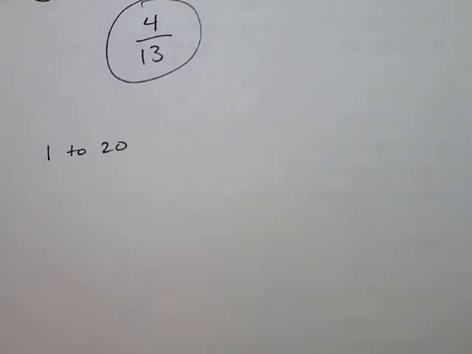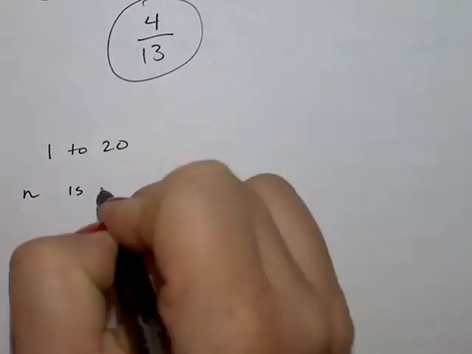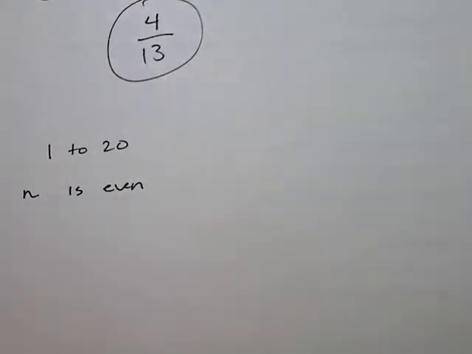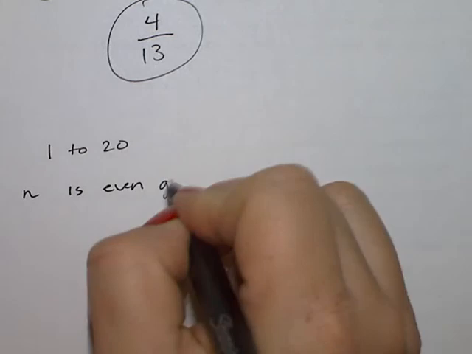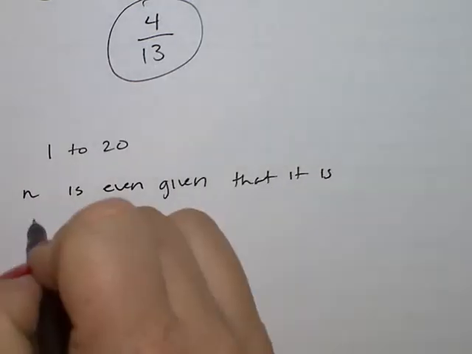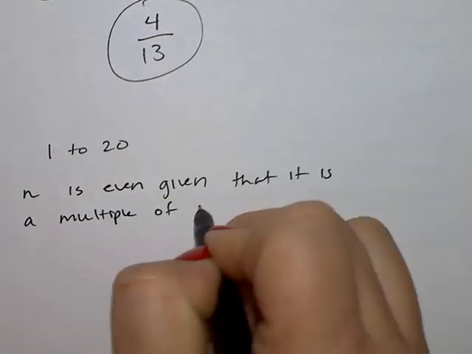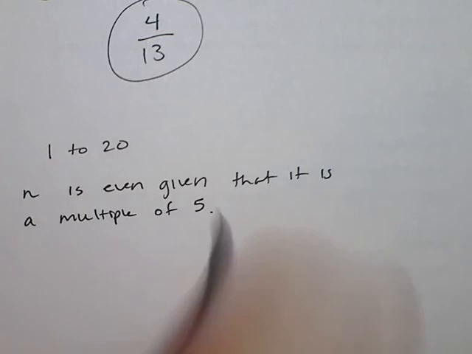What is the probability that n is even given that it is a multiple of 5? Once again, let n be a randomly selected integer from 1 to 20. What is the probability that n is even given that it is a multiple of 5?